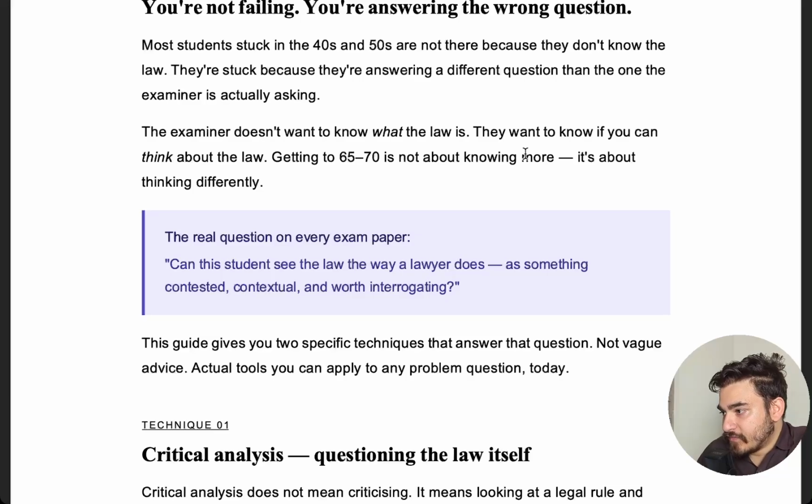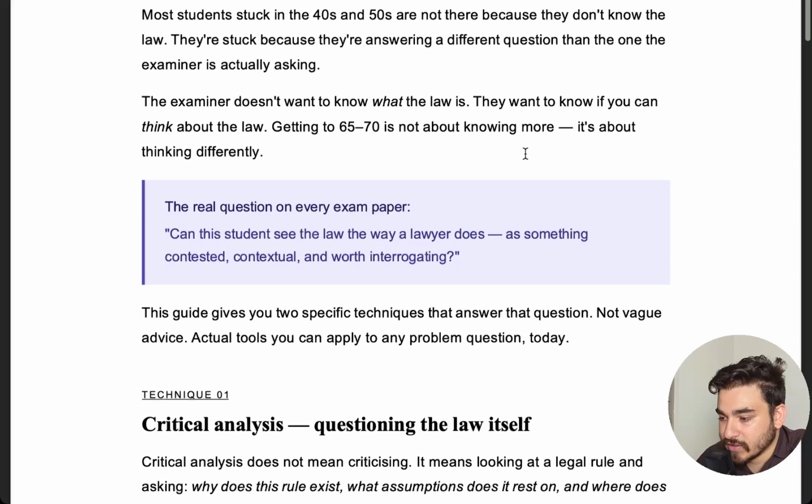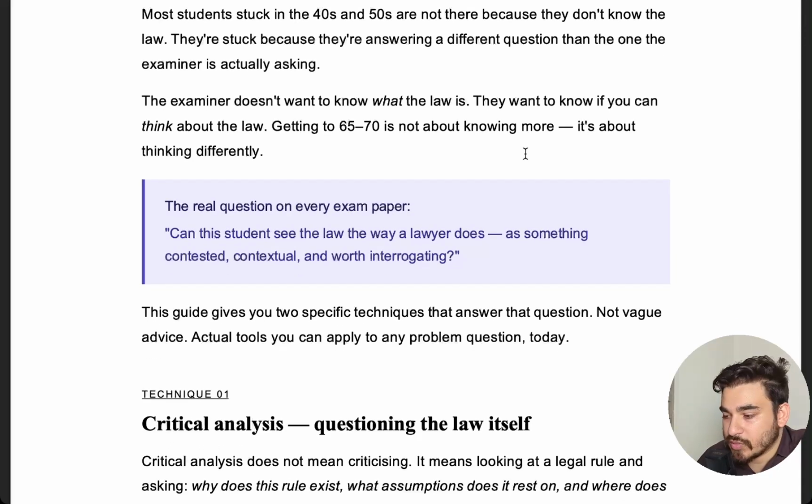The examiner doesn't care if you know the law or not. The examiner has arguably 300 scripts that he has to mark, right? And all he will see in all of these scripts is the same law repeated again. The law will stay the same for every single student in the examination. So that's one thing that will not change. What will change is the way that law is applied. What will change is what you make of the law.